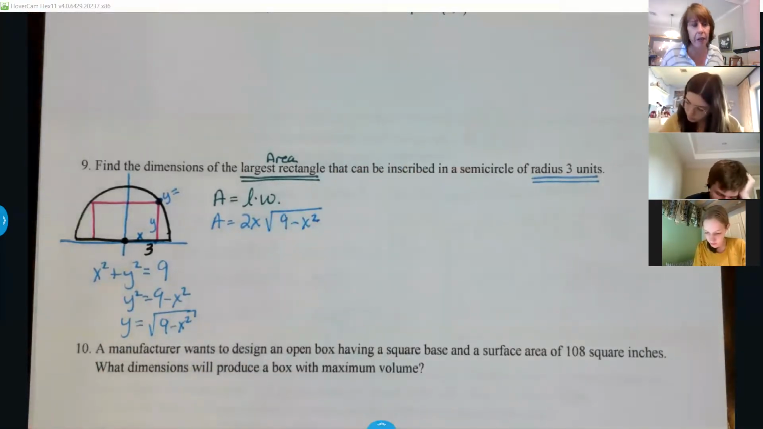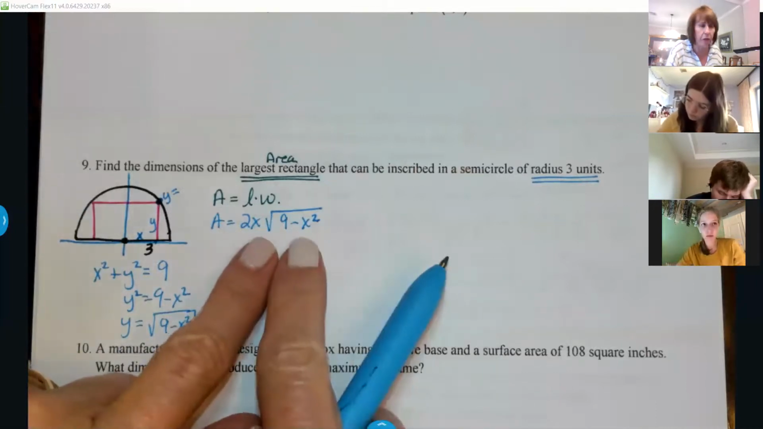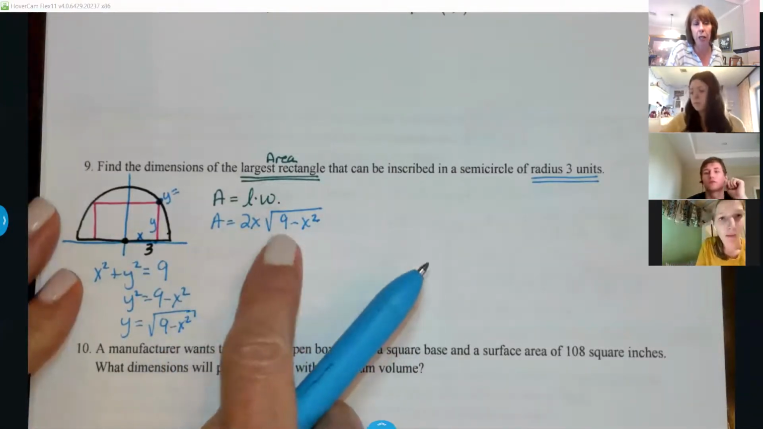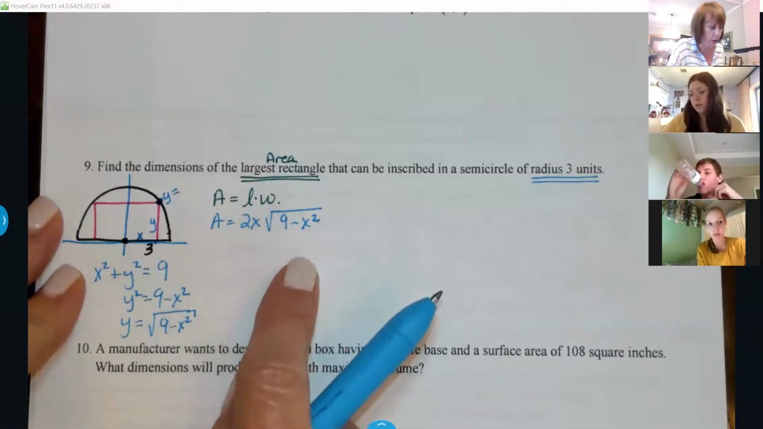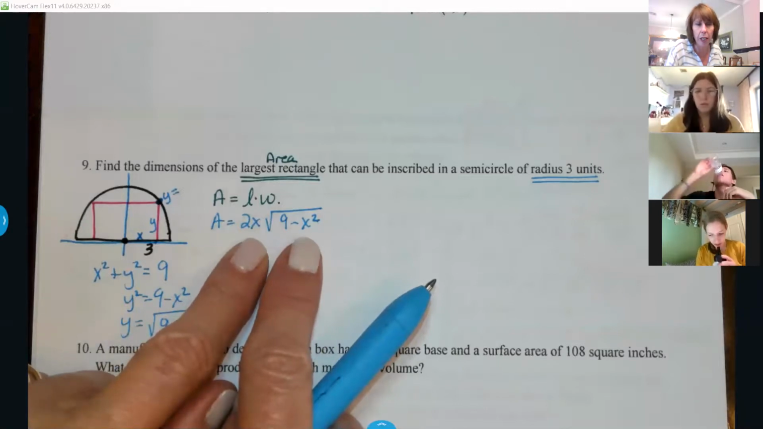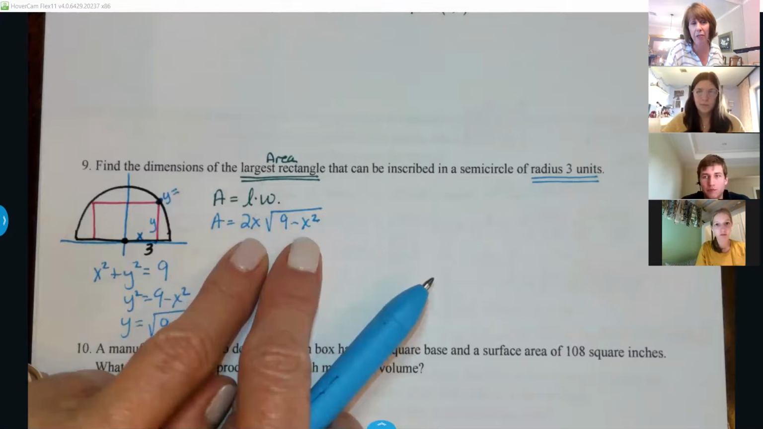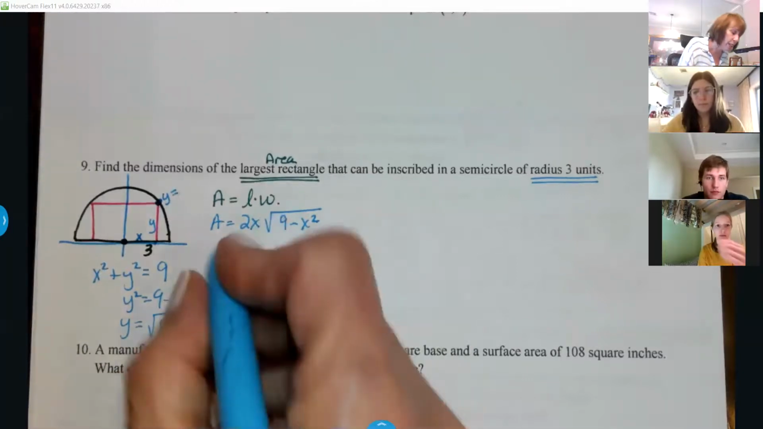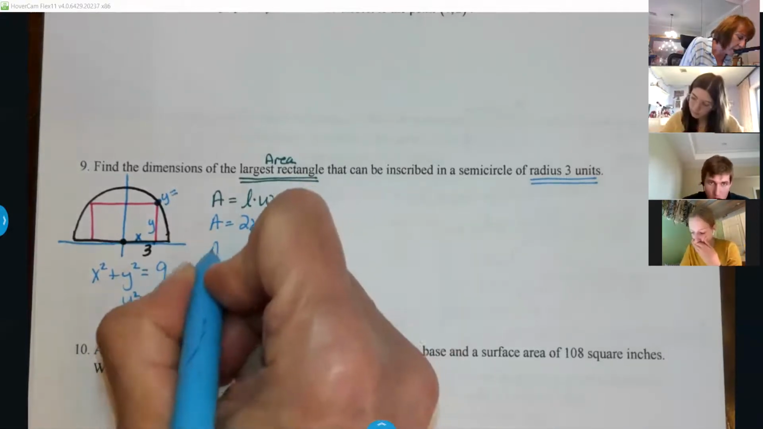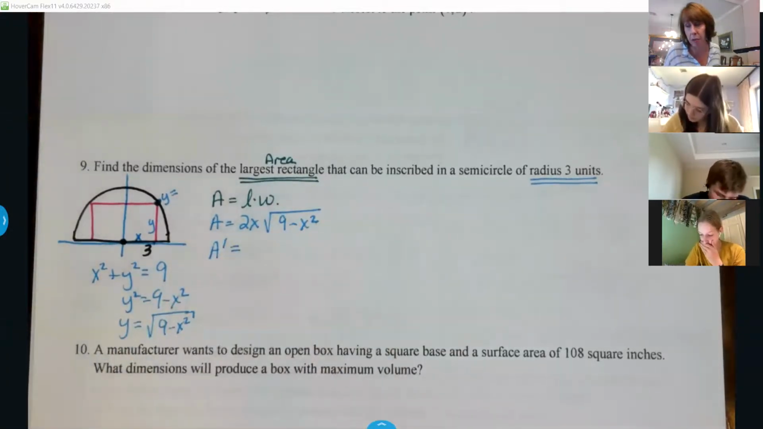So now we have our area equation with only one variable. And that's what you always want. Whatever you're trying to optimize, you want to have it with only one variable. Okay? All right. So do I know anything about the graph of this? It looks like it might be fairly parabolic, maybe. I don't know. We'll see. We may have to consider that at the end. Okay, so I'm going to take the derivative and set it equal to 0.